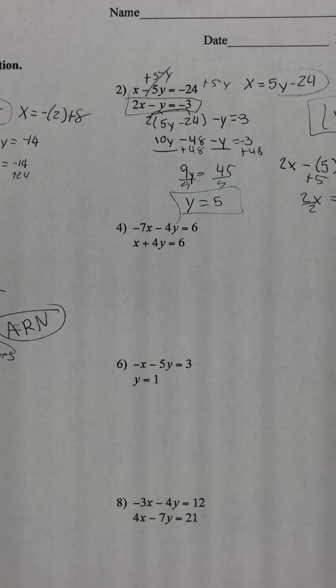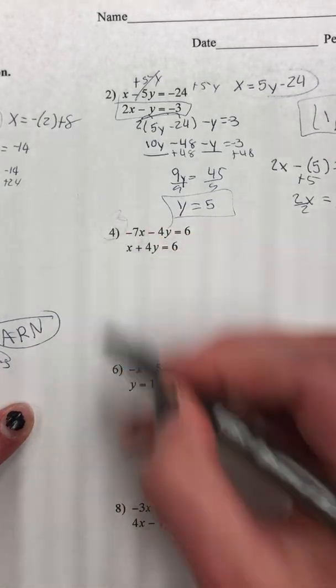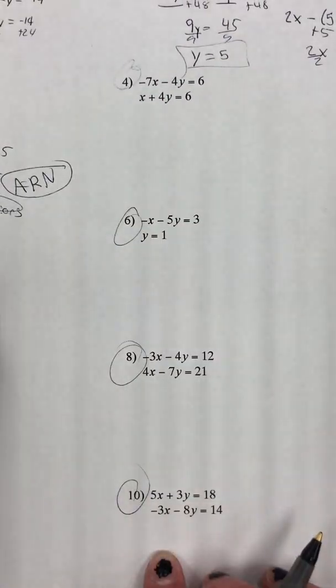Let's look at number 4. We have a few more we're going to go through. I might jump around. We'll see how it goes. We're going to solve for one of our variables and move on from there. So looking at this question, we're going to do 4, 6, 8, and 10. That'll probably be our last set. These are the ones we're going to do.